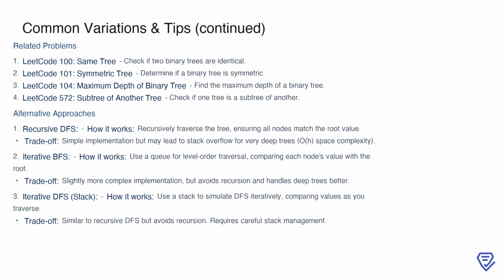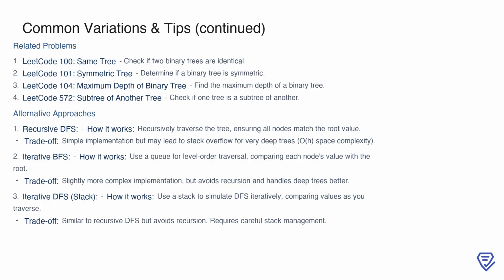LeetCode 101, Symmetric Tree, asks if a binary tree is symmetric around its center. LeetCode 104, Maximum Depth of Binary Tree, requires finding the maximum depth of a tree, and LeetCode 572, Subtree of Another Tree, challenges you to determine if one tree is a subtree of another. These problems share traversal techniques and can deepen your understanding of binary tree operations.